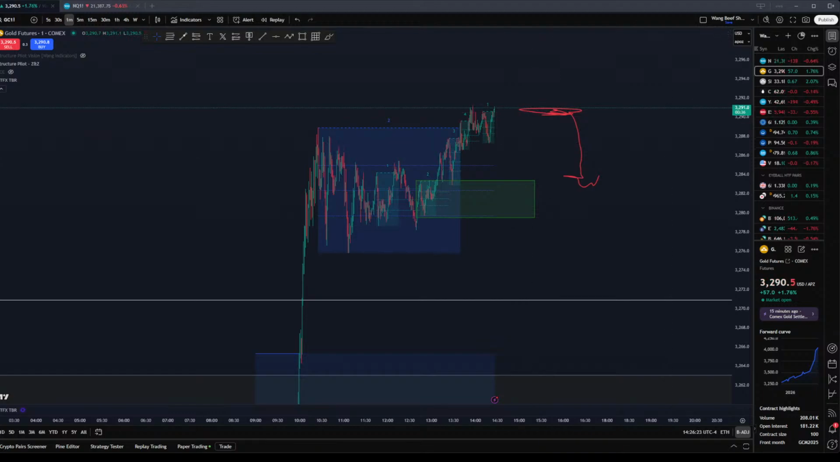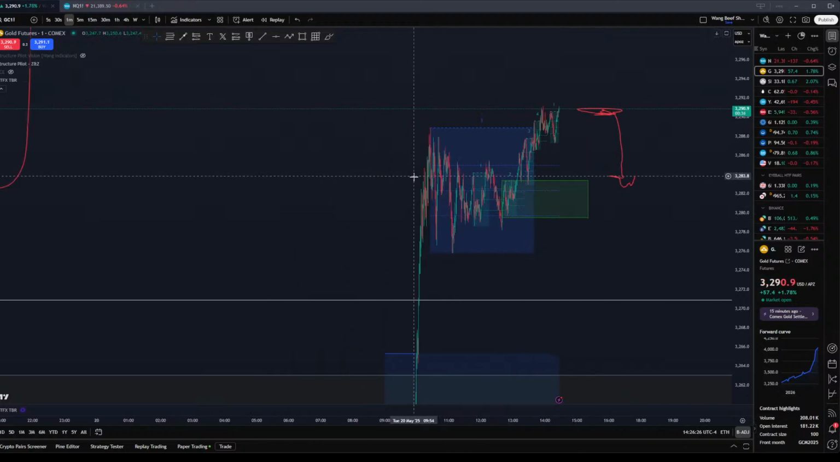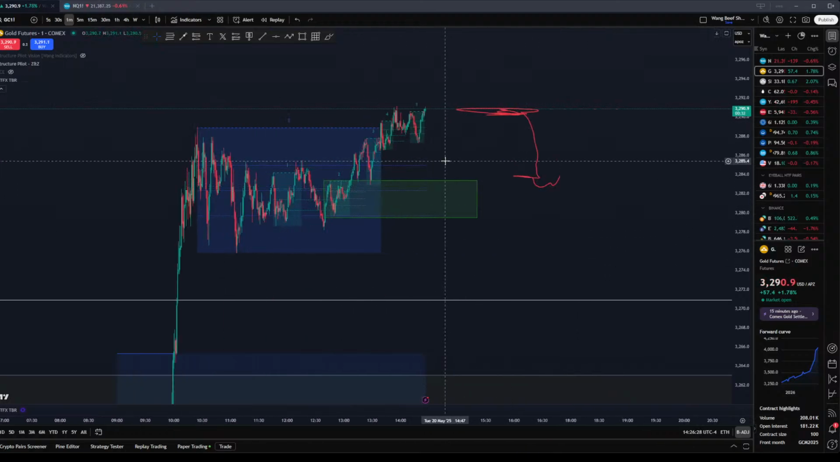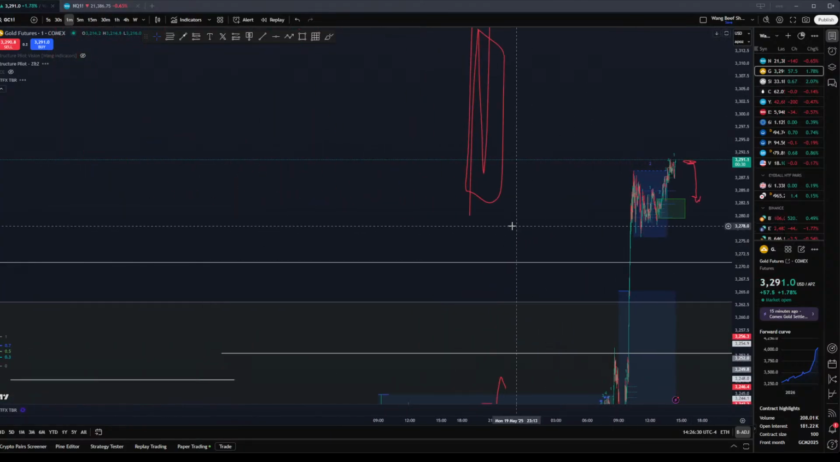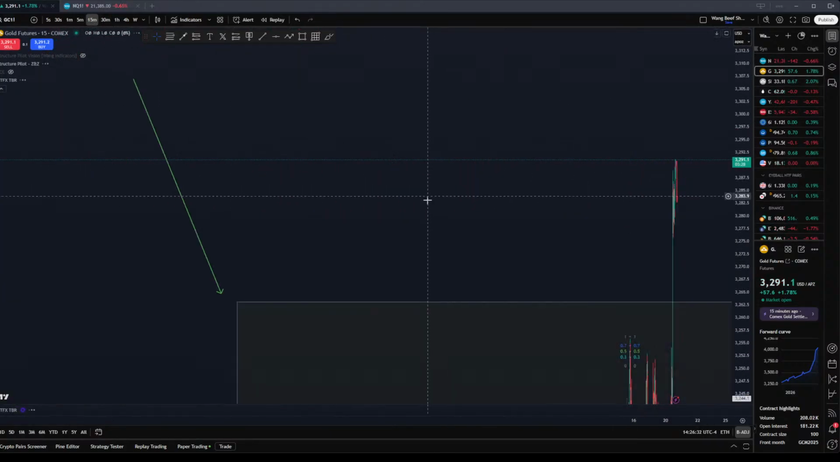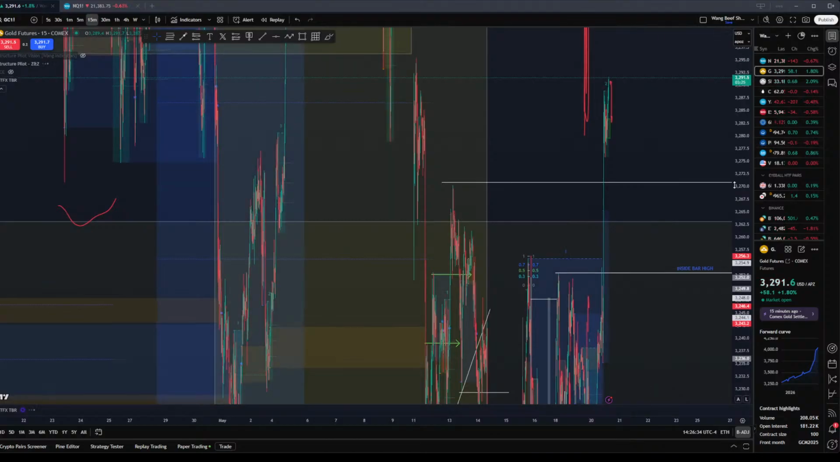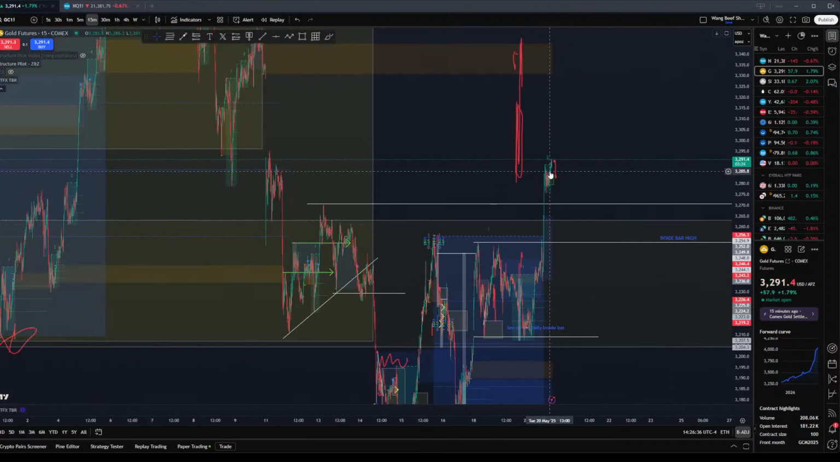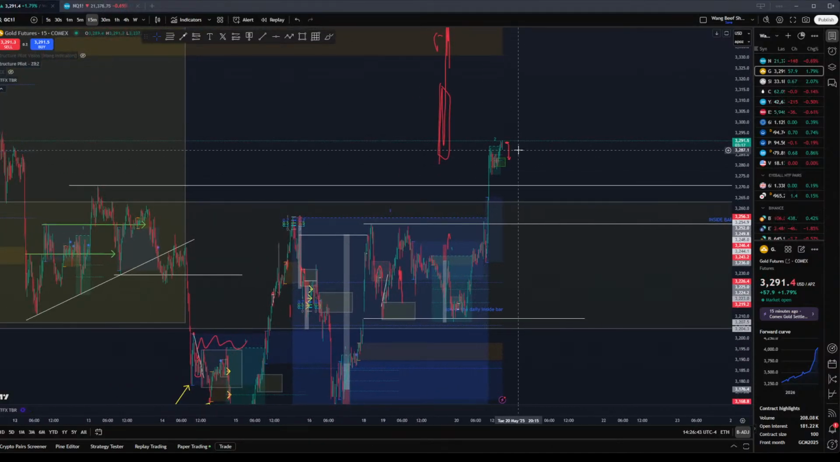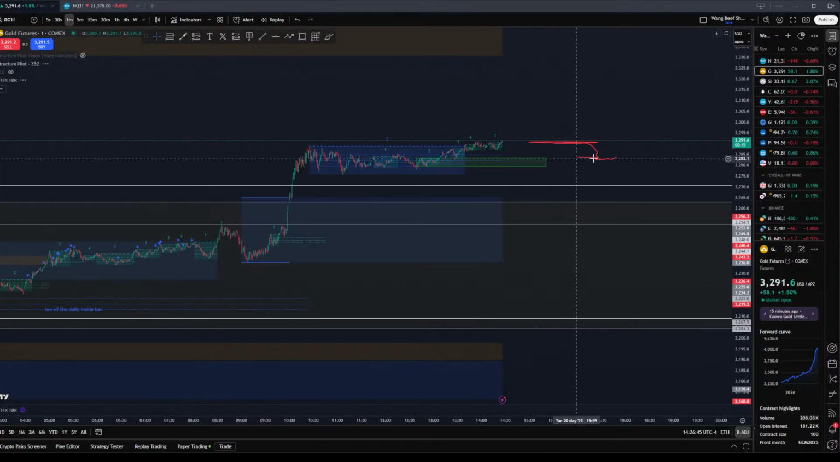But I won't long this just because of where we are in price right now. And after where we are, it's the same concept that applies. We took that high, price gave us a little range up there. I don't know where this is going, but I'm not looking for longs.